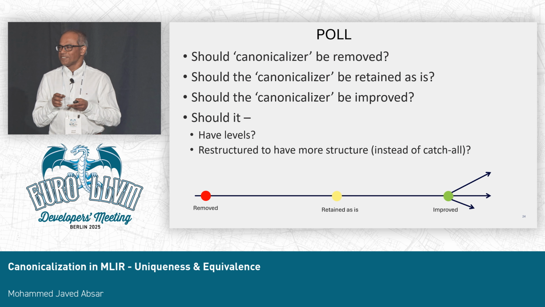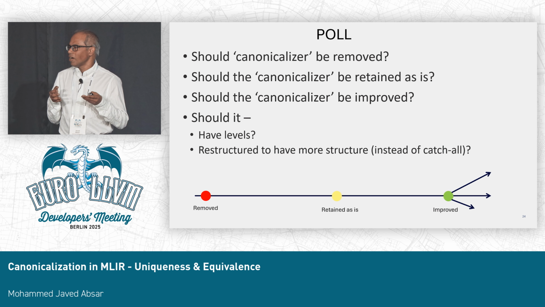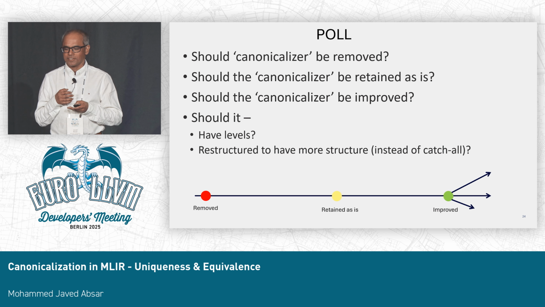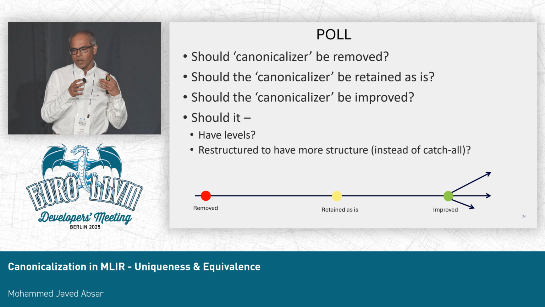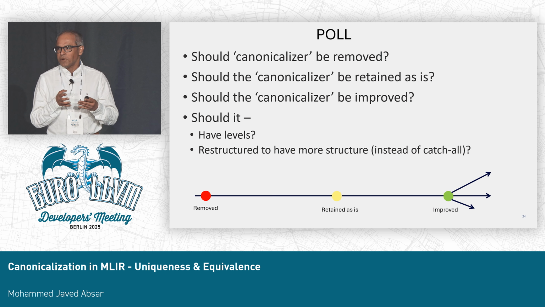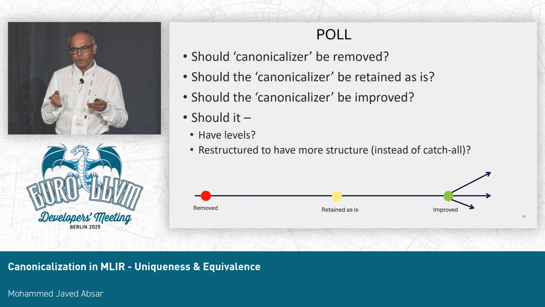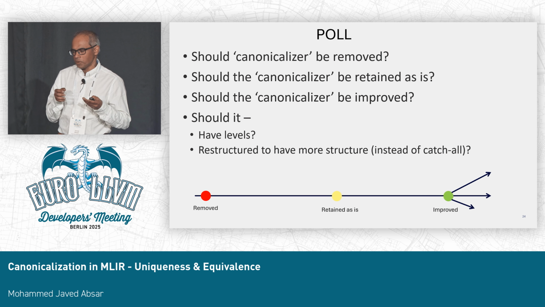And now we have the arguments. How should it be improved? Should it have levels like optimizations, or be restructured? This is an idea, actually Mahesh gave it to me: restructure it to be more contextual. We haven't ironed out how exactly to go about it, but I think most people would like it, and in the Q&A we can discuss more about it.